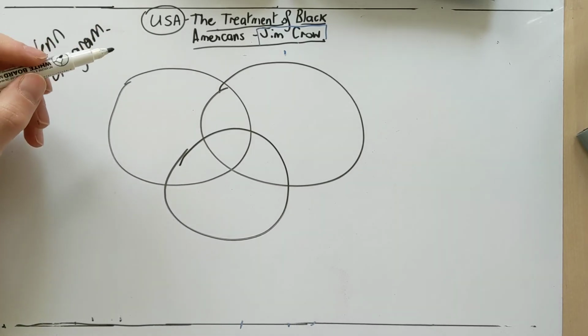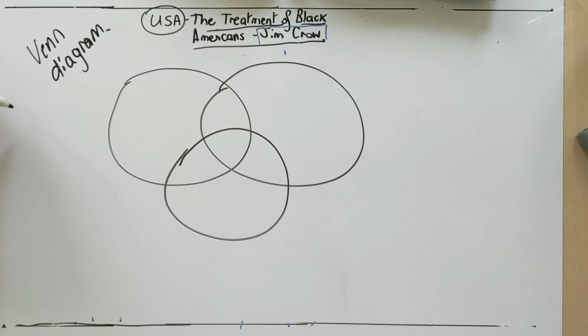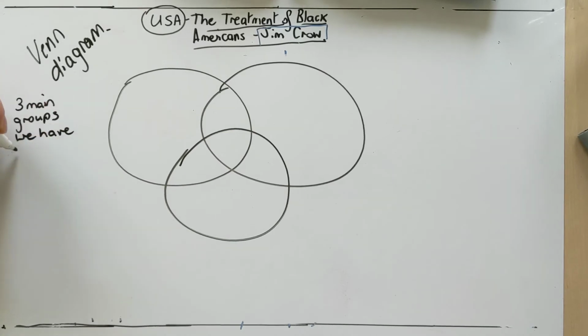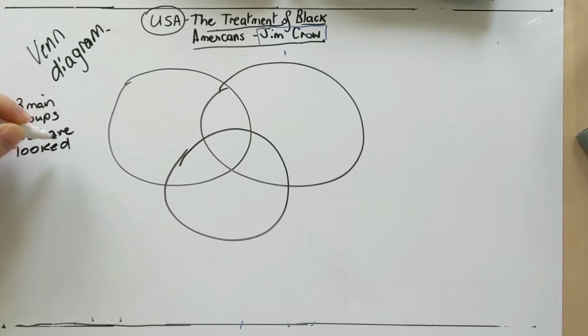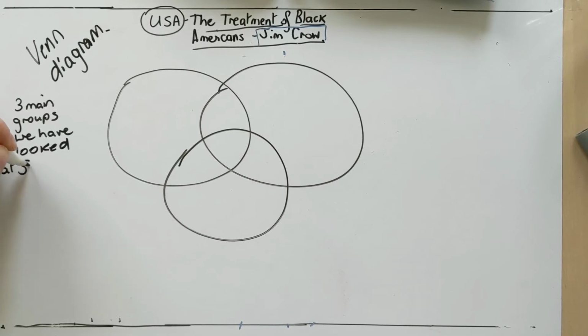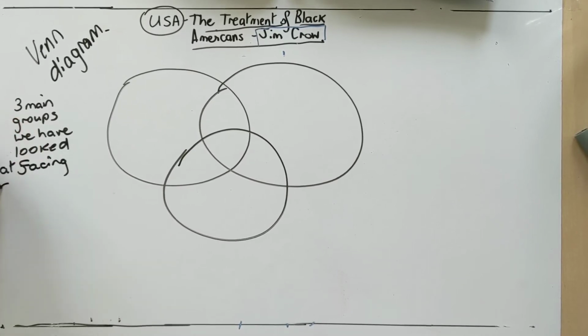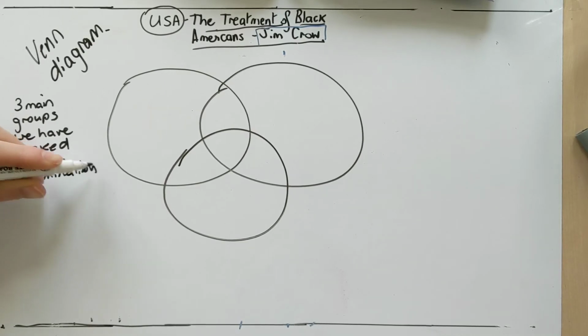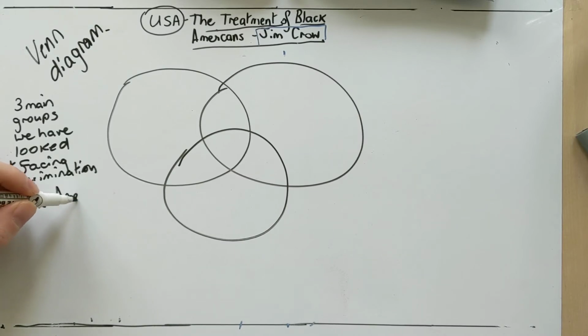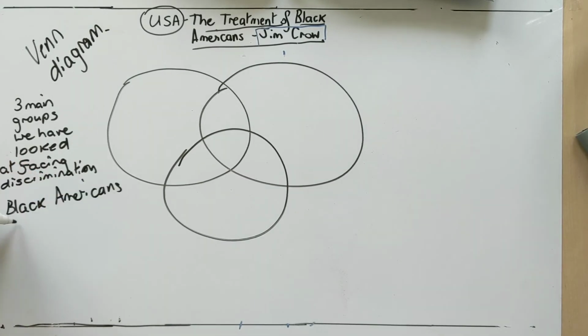Okay, and what I would like you to do is list the 3 main groups we have looked at that faced discrimination in America. Okay, well I hope you'd add Black Americans there because we've looked at it all this lesson. Immigrants.